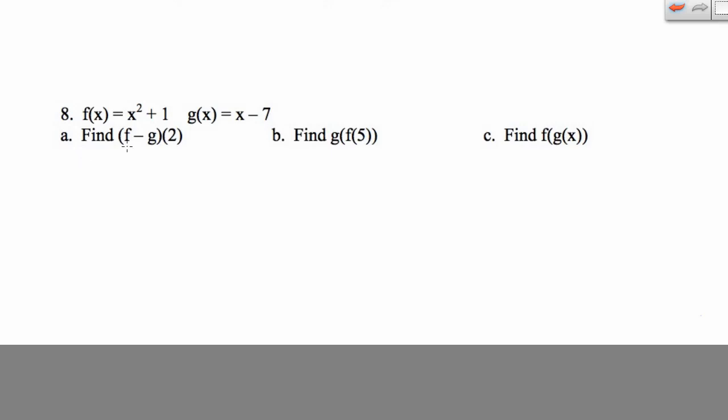To find f minus g of 2, you can just do f of 2 minus g of 2. So just put 2 into the f function, 2 into the g function, and then subtract your results. So first, f of 2. I'm going to put 2 in for x.